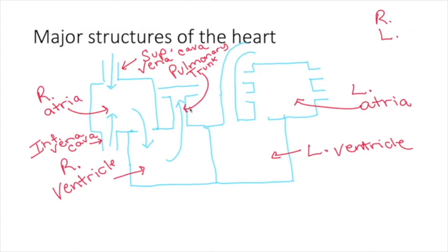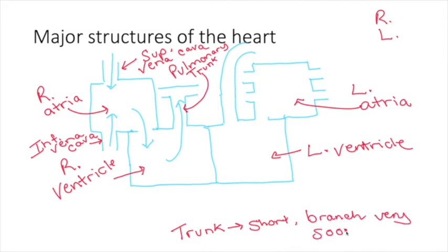Now the pulmonary trunk, and actually the word trunk, let's just pause for a minute. We're going to see trunk occasionally when we talk about blood vessels. That means it's a really short vessel and it will branch very soon. So we'll see a couple trunks when we look at blood vessels throughout the body. This is actually shorter than I drew it here to scale. So this pulmonary trunk, not very long, and immediately branches right and left.